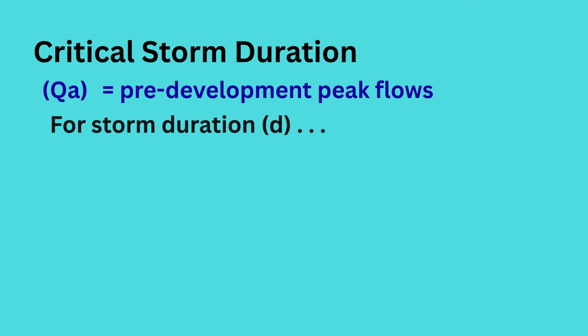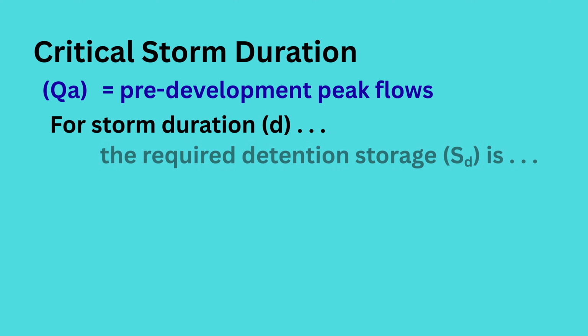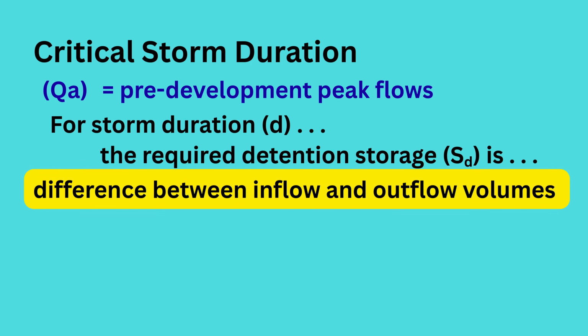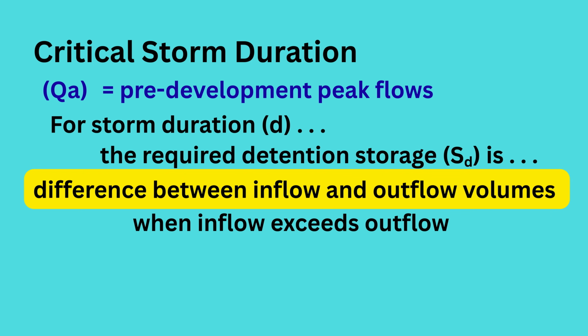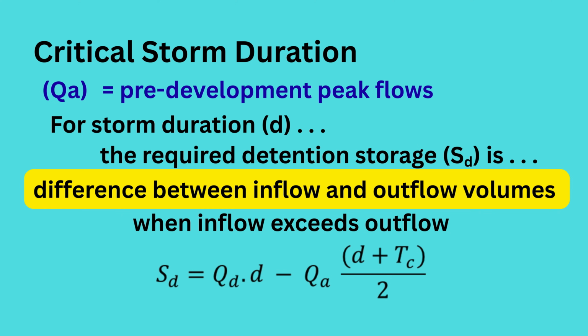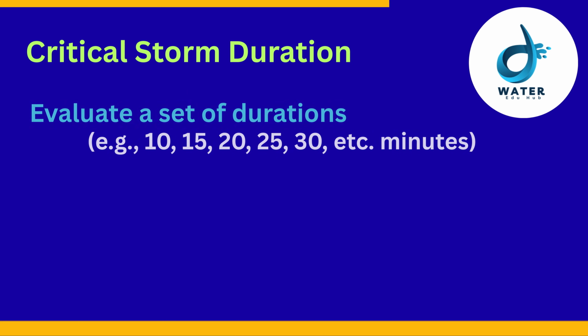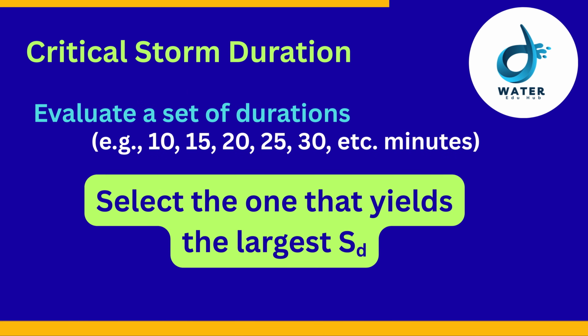For any storm duration D, the required detention storage SD is calculated as the difference between inflow and outflow volumes over the period when inflow exceeds the allowable outflow. A common iterative equation for this calculation is like this. Engineers evaluate a set of durations and select the one that yields the largest SD.